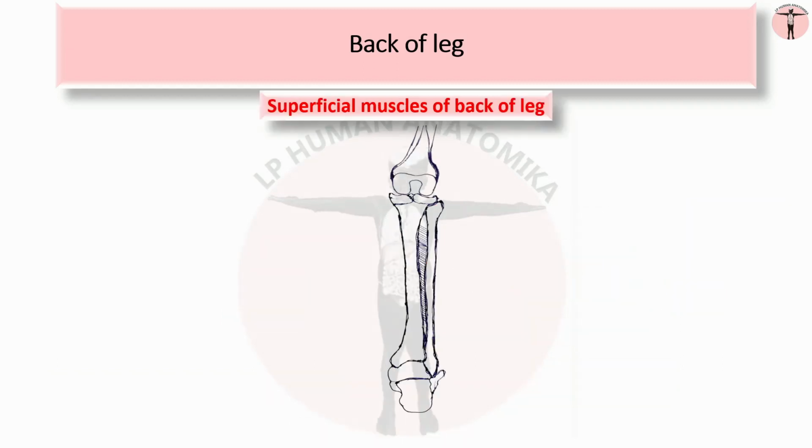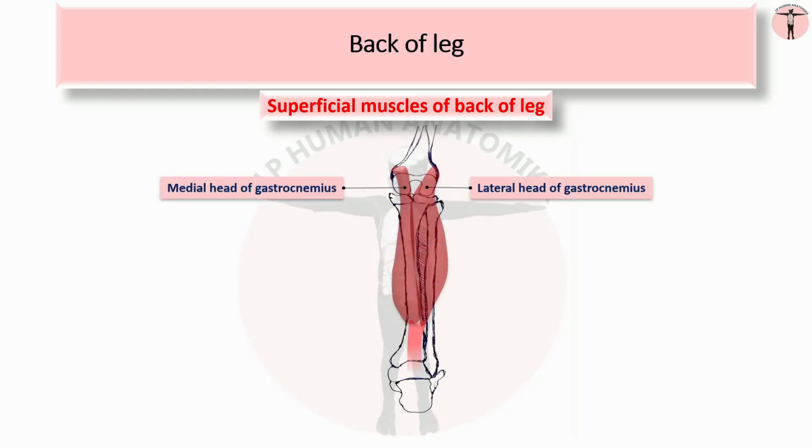We have seen the superficial muscles of the back of the leg one by one. Now let us see how they are arranged and related to each other. From superficial to deep, the muscles arranged are the medial and lateral heads of gastrocnemius, which are present in the same plane. Deep to it is the tendon of plantaris and then soleus.